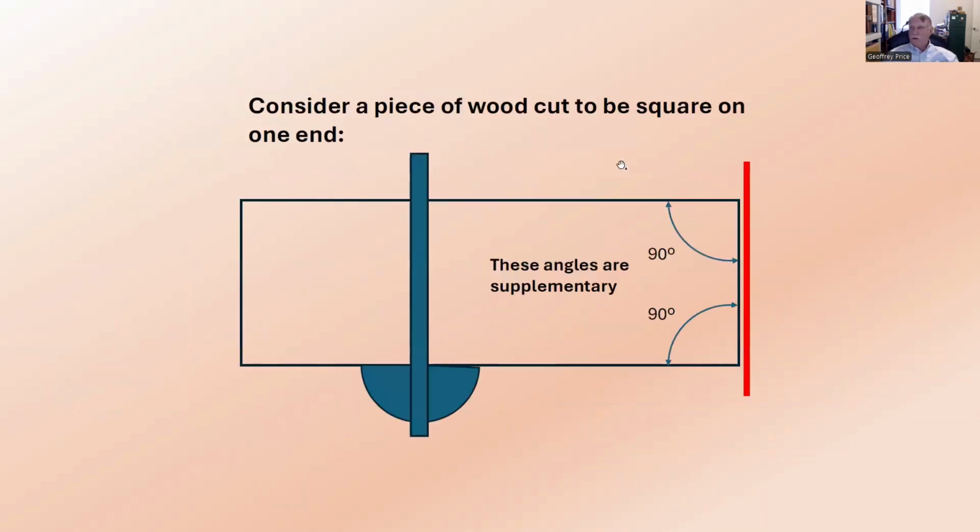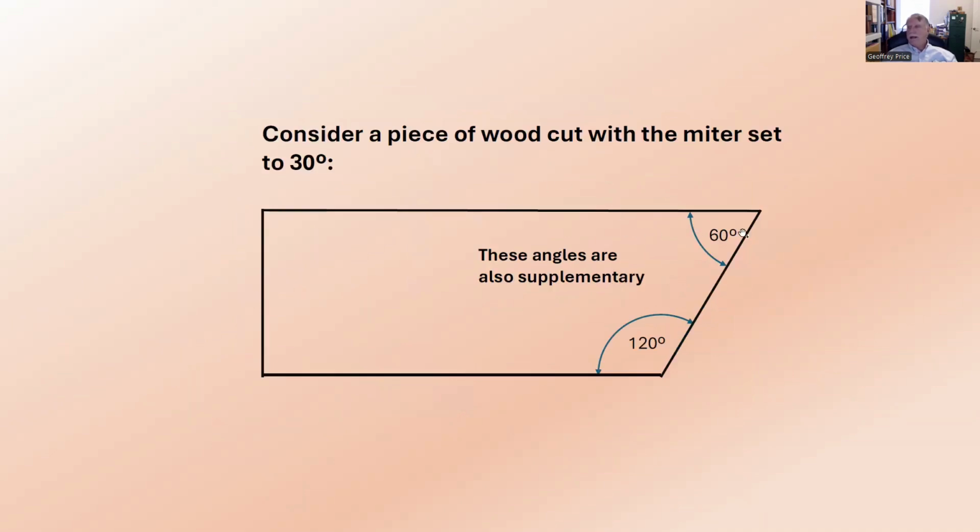So let's consider a piece of wood that we cut square. We assume here that this and this are parallel, that you've got a nice 2-inch board or something like that, who knows. And if you've cut it square, both of these are 90 degrees. Well, 90 and 90 is 180. So these are supplementary angles here. Well, that happens to be the case any time you make a cut on a board that has parallel edges. This and this are always supplementary.